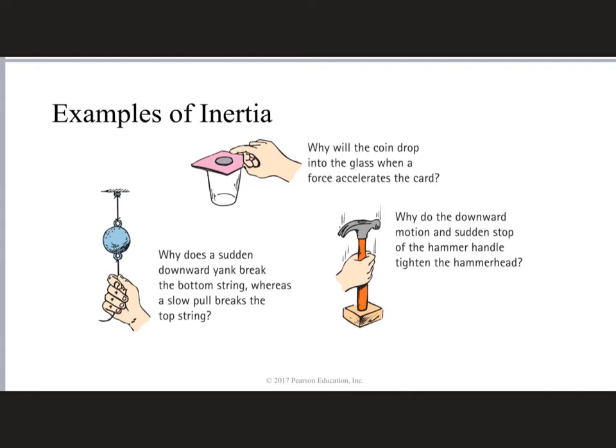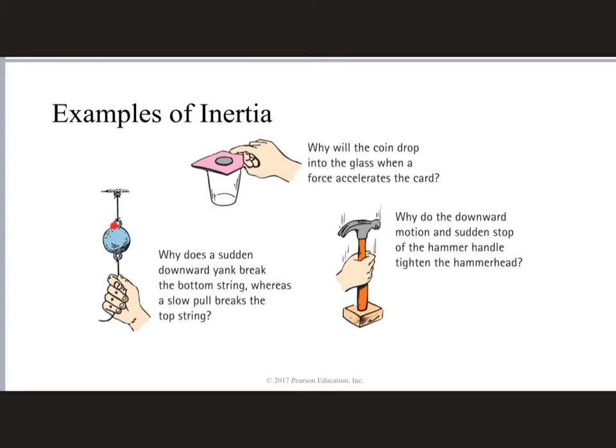And then here is the third example of inertia. We have this string which is attached to this mass, and so there's a string here that we're pulling on, and another string which is fixed to the ceiling. And you can actually break either string depending on how you pull. If you pull with a fast jerk or a slow pull, the strings will break differently. A sudden downward yank will break the bottom string. A slow pull tends to break the top string.